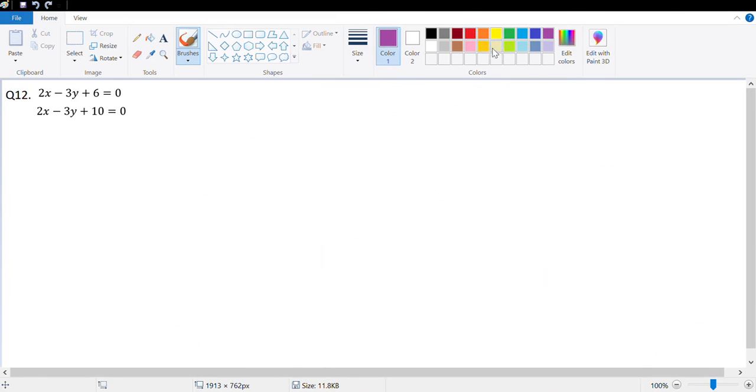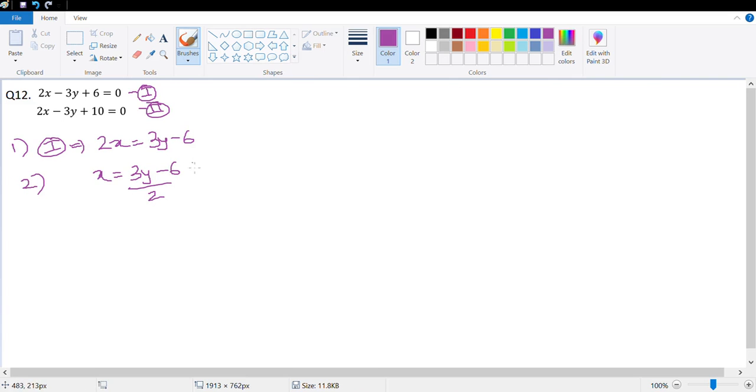So question number 12 says 2x minus 3y plus 6 is equal to 0. Let's call this equation 1, and this equation 2. Equation 1 will give us 2x is equal to 3y minus 6, which means x is equal to (3y minus 6) upon 2. That's our step 2. Let's call this equation 3. So put equation 3 in equation 2 and let's see what we get.